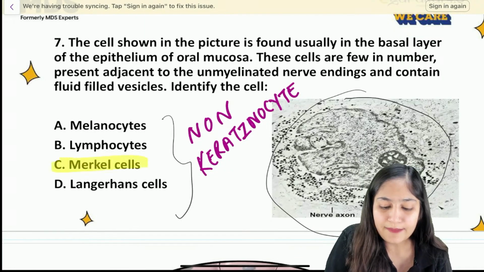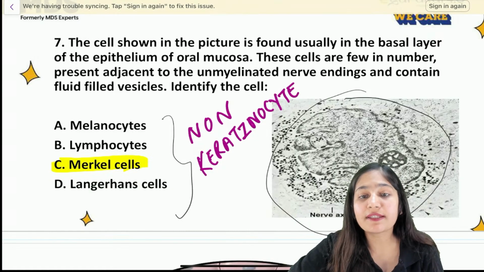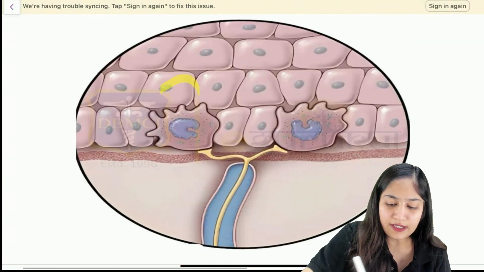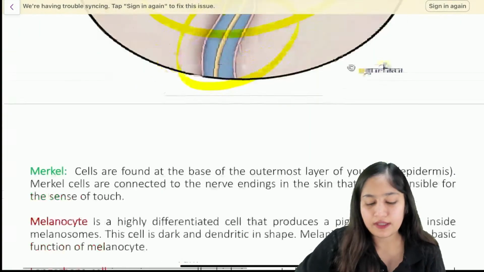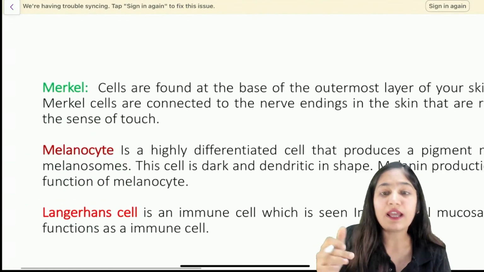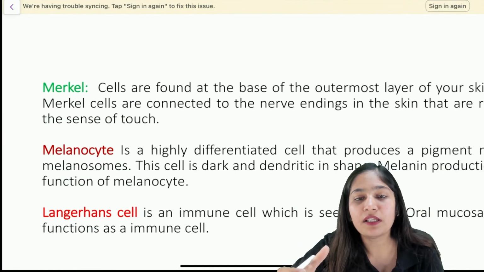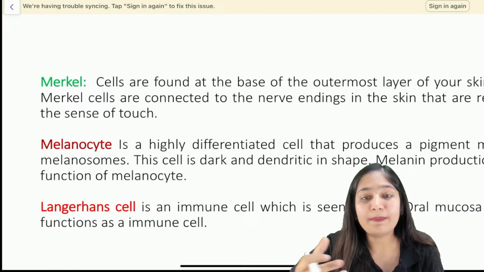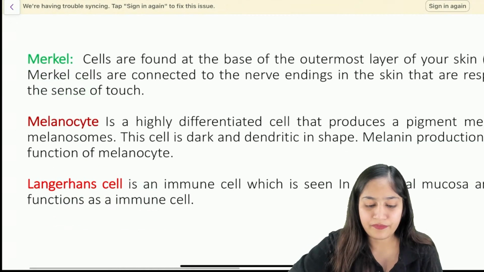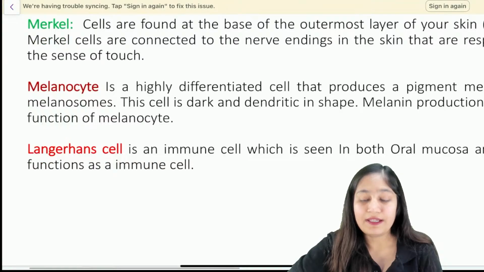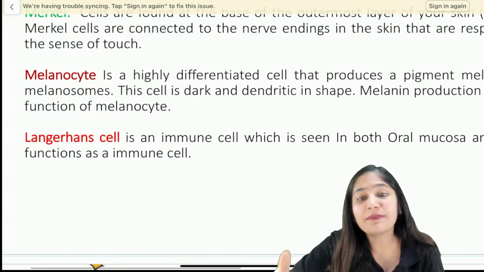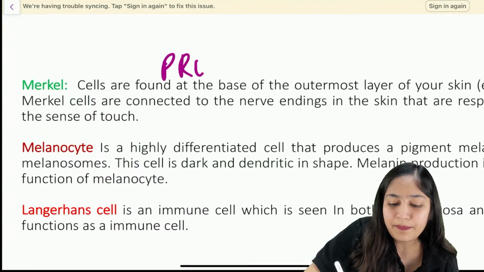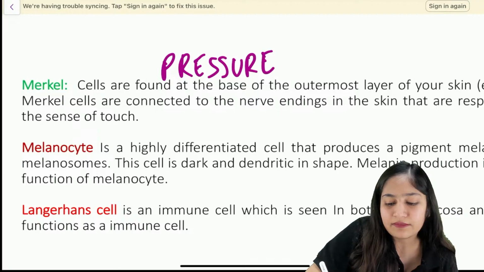Merkel cells. Why? Merkel cells are mainly pressure receptor cells. They are pressure receptor cells present in the basal layer just adjacent to the nerve fiber. So they are pressure receptor cells derived from the neural crest cells. And they are non-dendritic cells, while melanocytes are dendritic cells, melanin forming cells. Langerhans cells are antigen presenting cells. So these are what? Mainly pressure receptor cells.